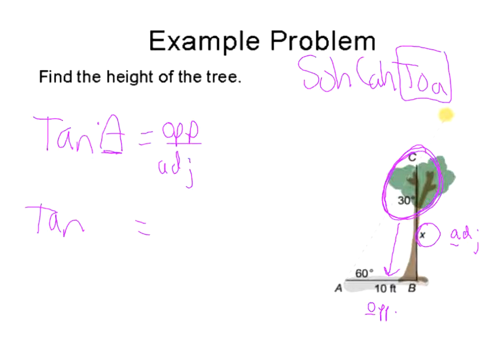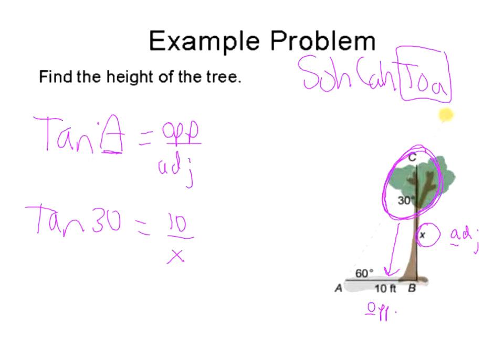A is always the angle. Looking from C, did they tell you the angle? They did. So I'm going to put a 30 in there. See what I mean? Okay. And then my opposite is 10, and my adjacent is X.